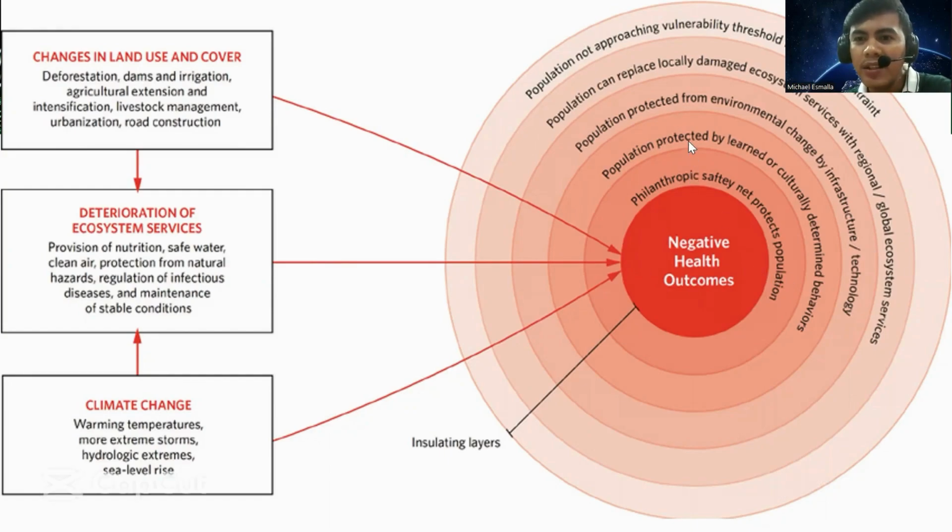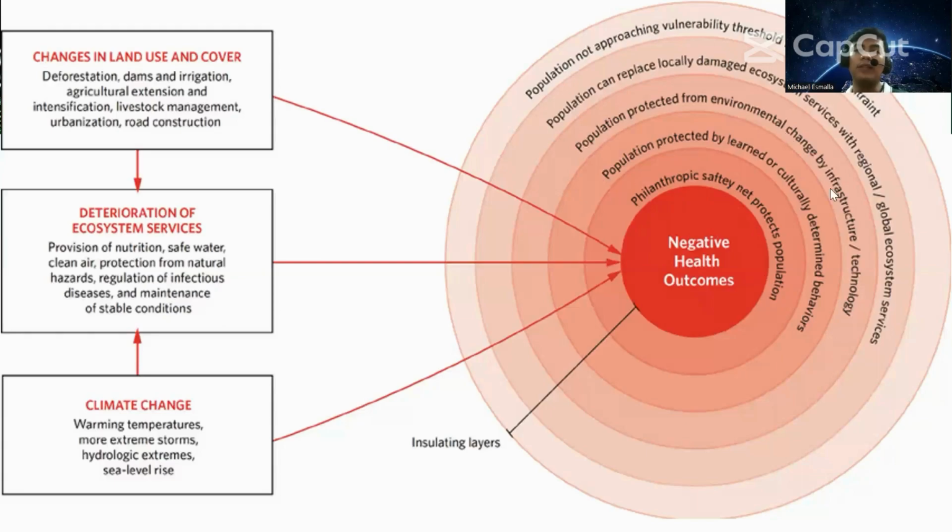So we have here 1, 2, 3, 4, and 5 layers that help to mitigate and to buffer the effect of these negative health outcomes. Now, the first layer is the philanthropic safety net that protects the population.